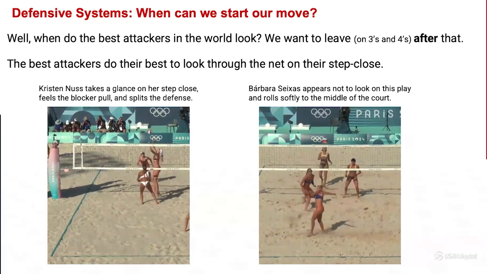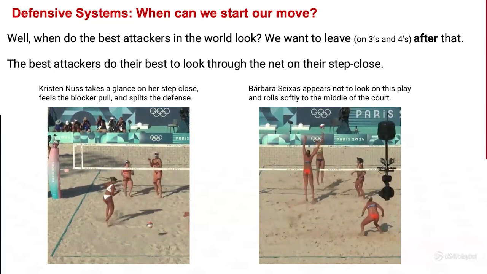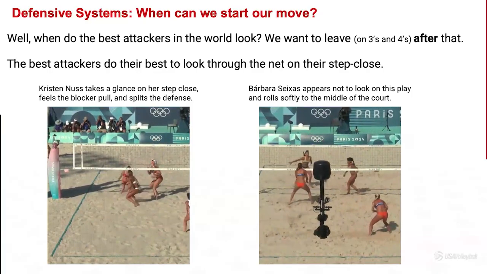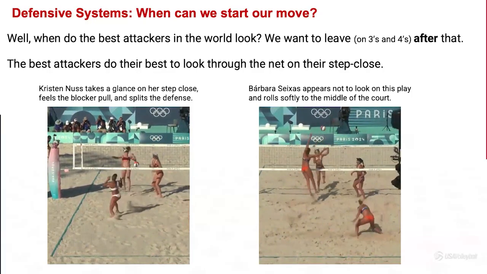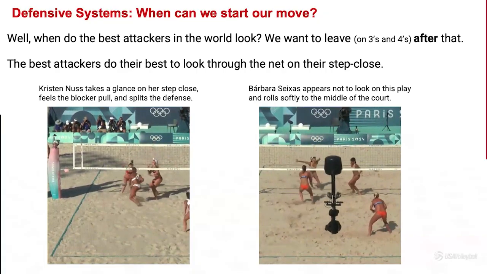So they're showing one image, and then as soon as the attacker goes to hit, they're switching. The blocker is going to dive one way or the other, and the defender is going to run. So the question is, for those moves, when is it okay for me to run? And my answer is, well, when do the best attackers in the world look?